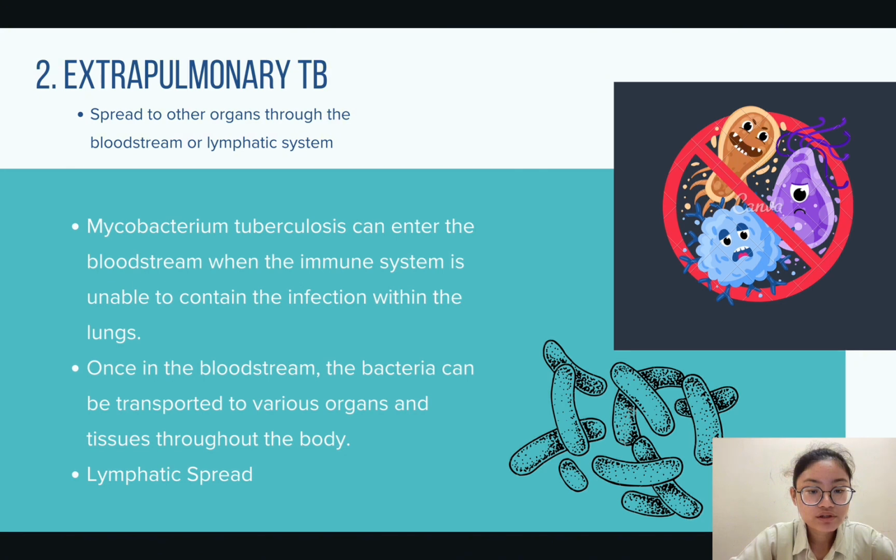In extrapulmonary tuberculosis, bacteria are spread to other organs through the bloodstream. Mycobacterium tuberculosis can enter the bloodstream when the immune system is unable to contain the infection within the lungs. Once in the bloodstream, the bacteria can be transported to various organs and tissues throughout the body. For example, the lymphatic spread. The lymphatic vessels are part of the body's immune system and play a role in transporting immune cells and fluids. TB can spread through the lymphatic system to lymph nodes and other organs.